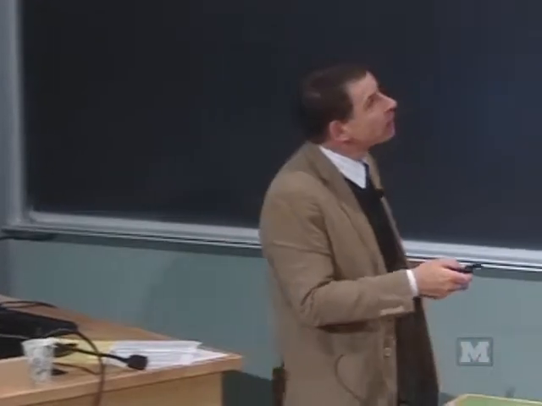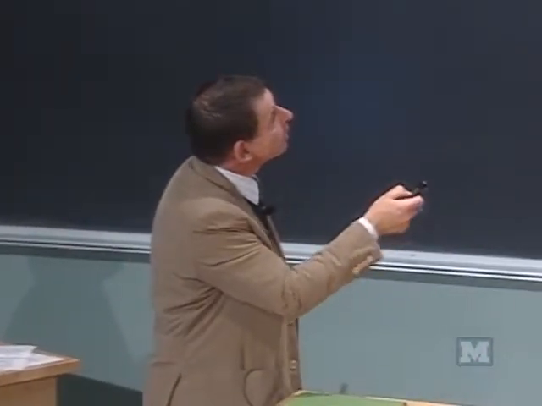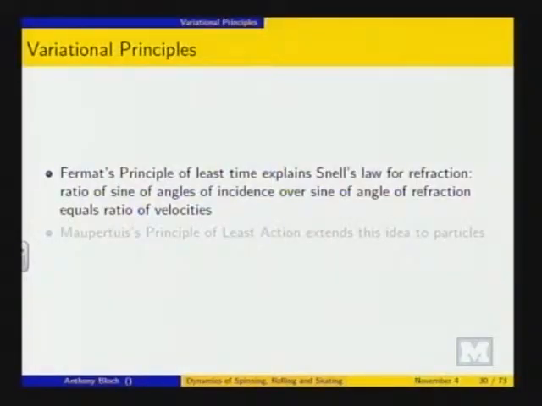And it actually explains the famous Snell's law, which many of you have seen in high school. Fermat's principle of least time explains Snell's law for refraction, which says the sine of the angle of incidence over the sine of the angle of refraction equals the ratio of the velocities. And that can be explained just beautifully by this principle. So that's light, and there was a lot of research back in the 17th and 18th centuries on how to extend this idea to particles.